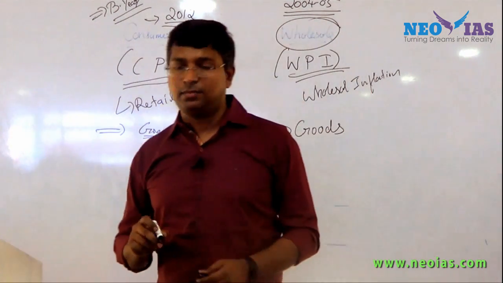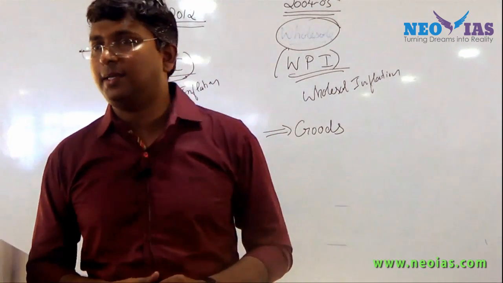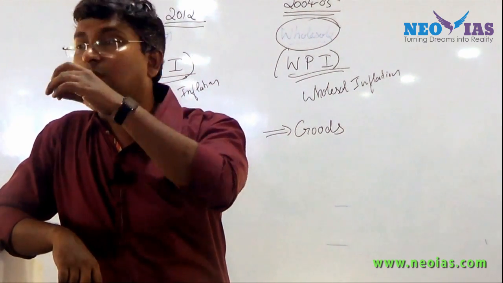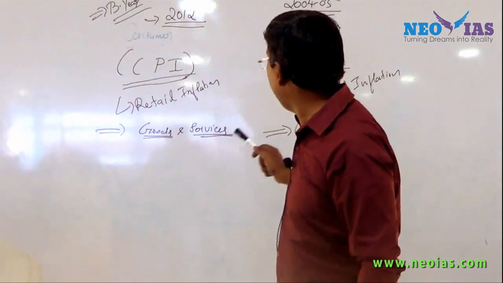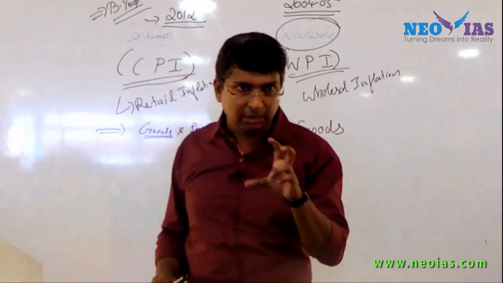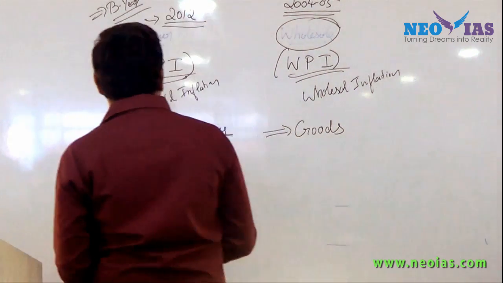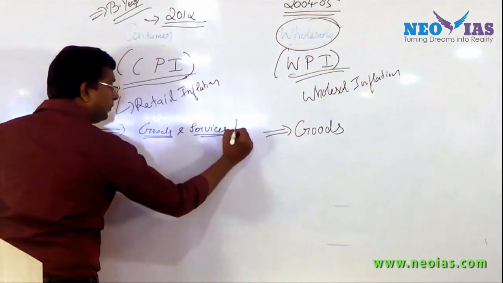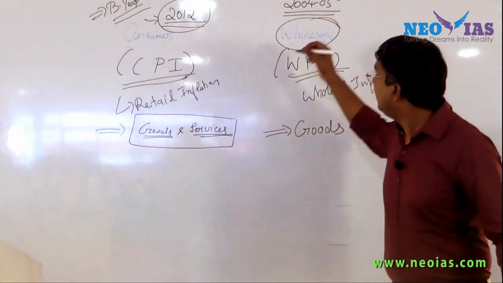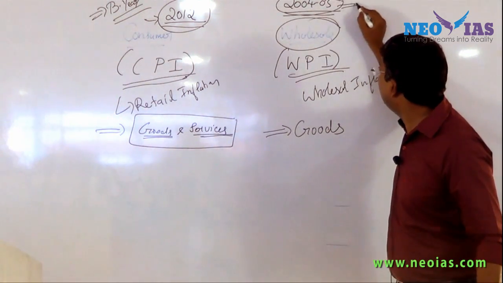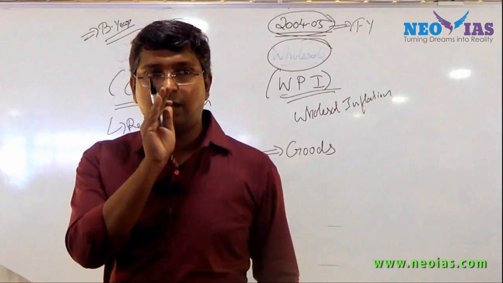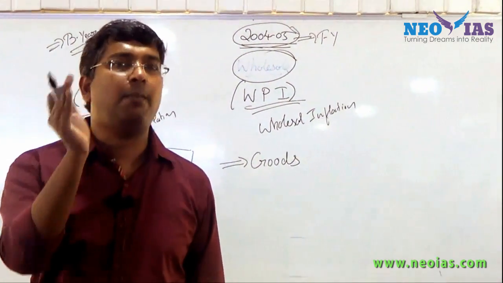One of the criticisms of wholesale price index is that it is not considering the prices of services. Service price index is not considered in wholesale price index, but in consumer price index, both goods and services are considered. It's a very important point to be noted. Now, regarding the base year itself, one is that base year is calculated in relation to the financial year. 2004-05 as a financial year is from April 2004 to March 2005.